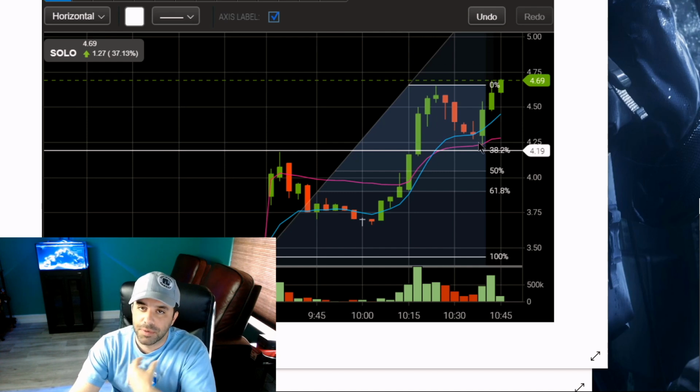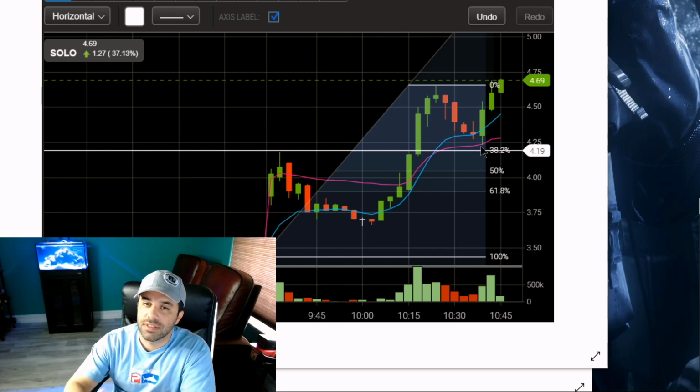A safe entry for me would have been an entry here in this 425 area, a little bit above, a little bit below, wherever I could get. Obviously, if I can get it lower, better. And a stop right underneath this area right here. So my risk was tiny. I could have gotten in full size right here, even a little bit bigger, maybe like a third add, right? Because my risk is so small, I can add more shares and still be within the same dollar amount risk that I normally would have.